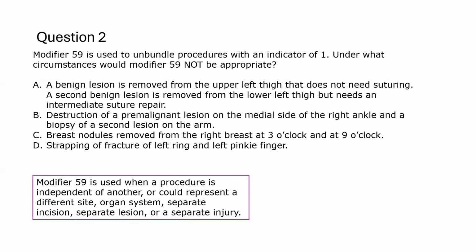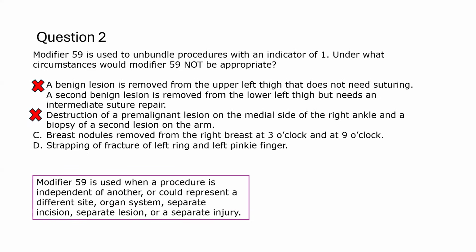Let's review the answers. A. A benign lesion is removed from the upper left side that does not need suturing. A second benign lesion is removed from the lower left thigh but needs an intermediate suture. This qualifies for modifier 59 because it's two different lesions at different sites. B. Destruction of a premalignant lesion on the medial side of the right ankle and a biopsy of a second lesion on the arm. This qualifies because it represents different sites, different lesions.